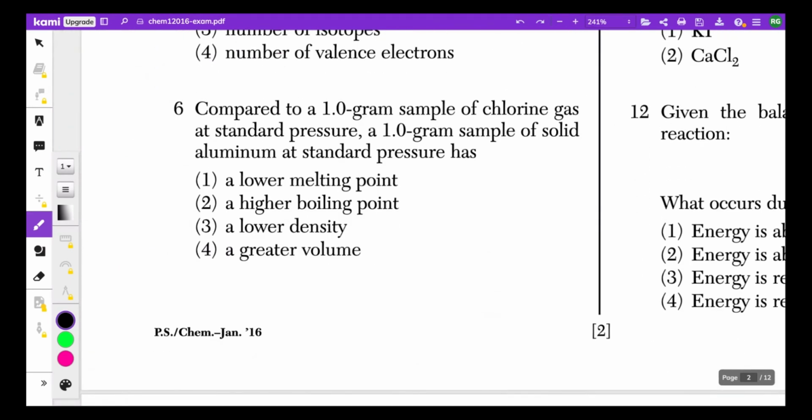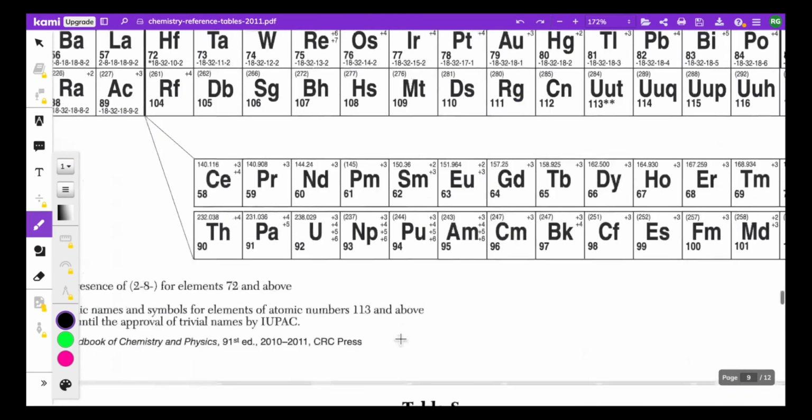Okay, so which example is different? Okay, so you're saying compared to a 1 gram sample of chlorine gas, a 1 gram sample of solid aluminum at standard pressure has a lower melting point. So you're saying solid aluminum has a lower melting point than chlorine gas. Let's take a look if this is true.